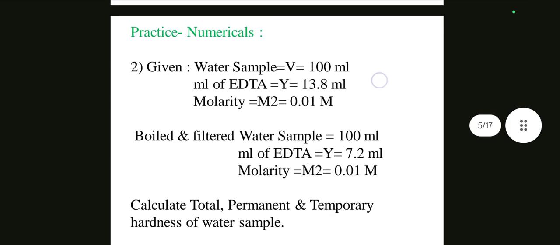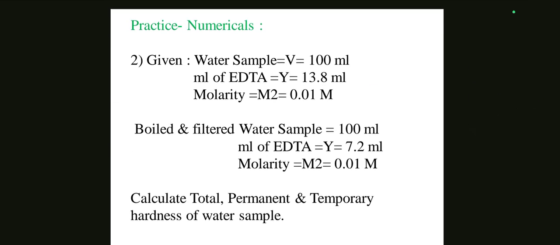Now one numerical for you for practice, you can solve it, right? So here I directly given of the numerical. So likewise the way we solved numerical 1, sample phi 100 ml, ml of EDTA 13.8, molarity 0.01. So see here water sample 100, that is untreated. So this part will give you total hardness. Now see the second part of given, boiled and filtered. It means boiled and filtered will give you only permanent. So in second part you will get permanent.